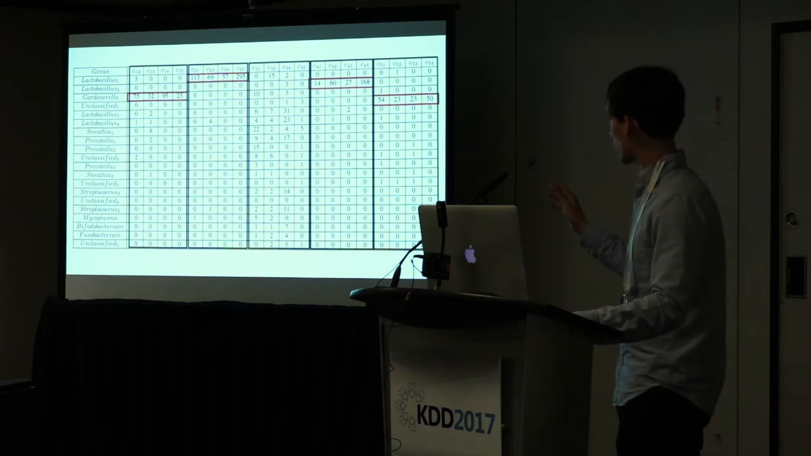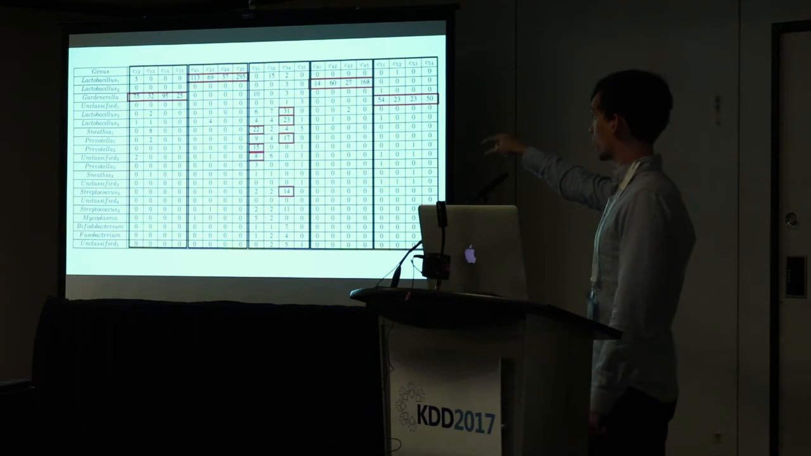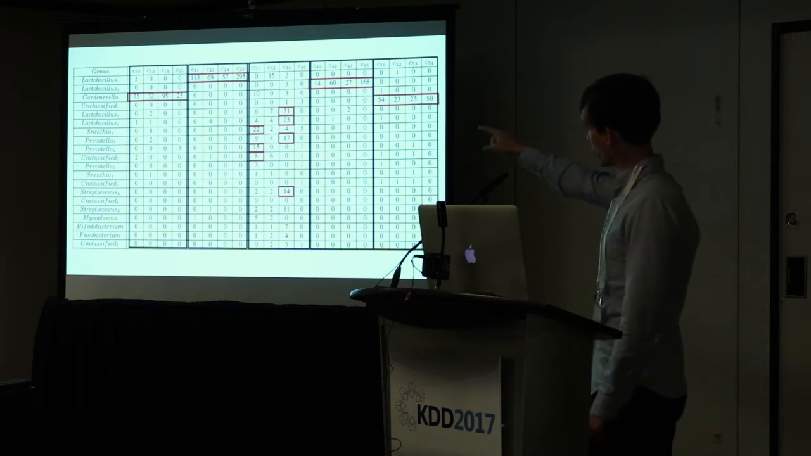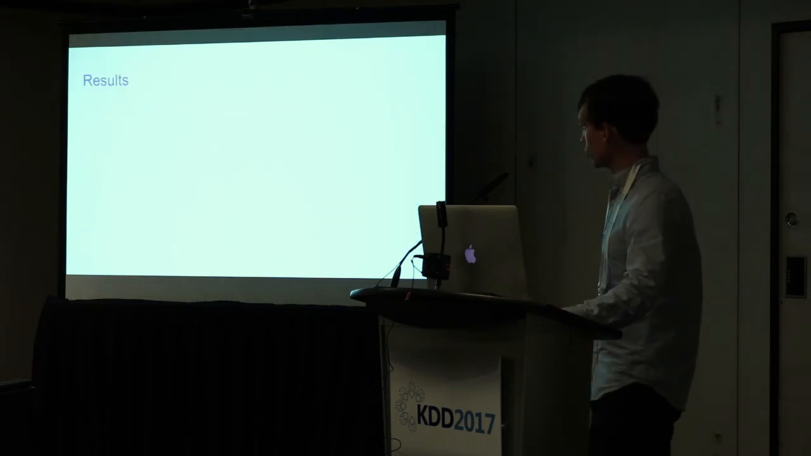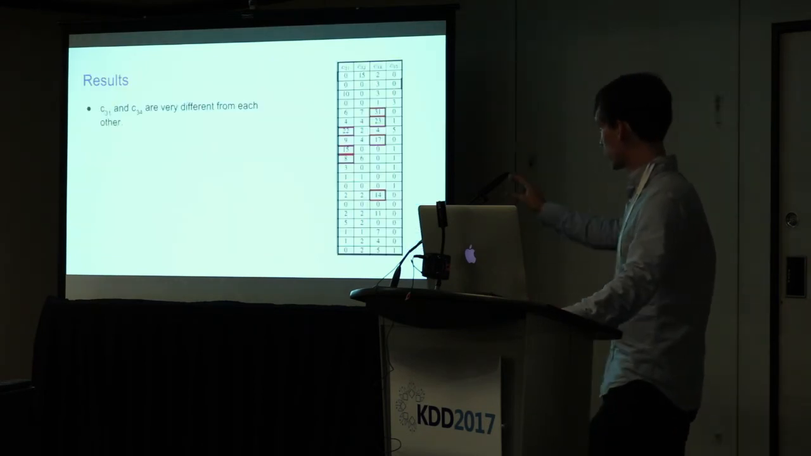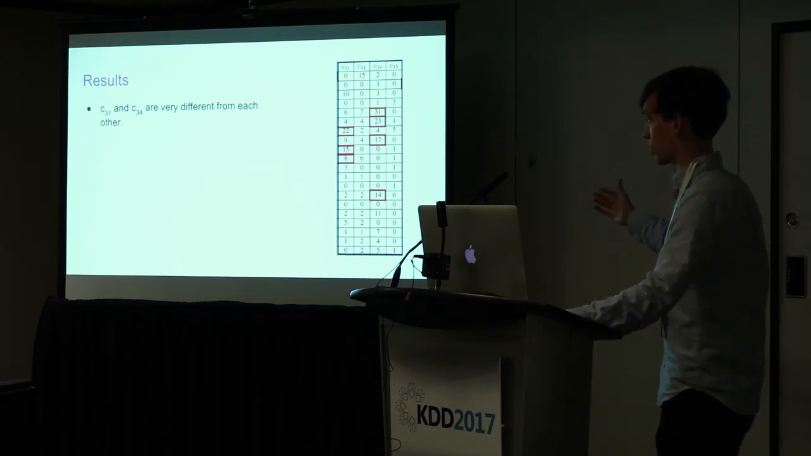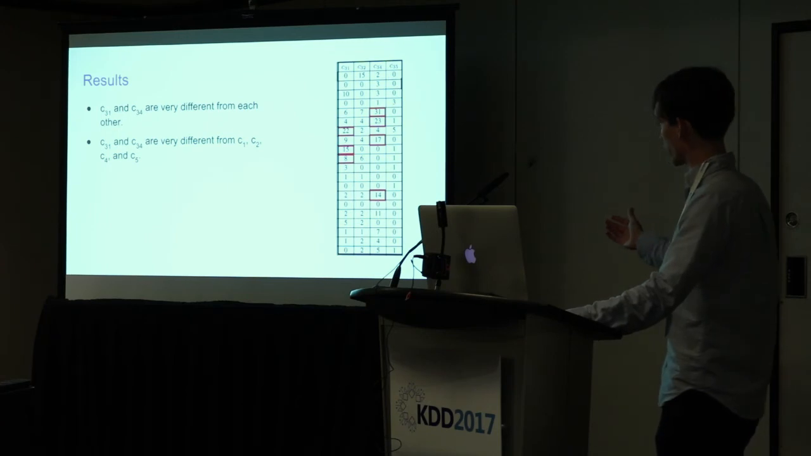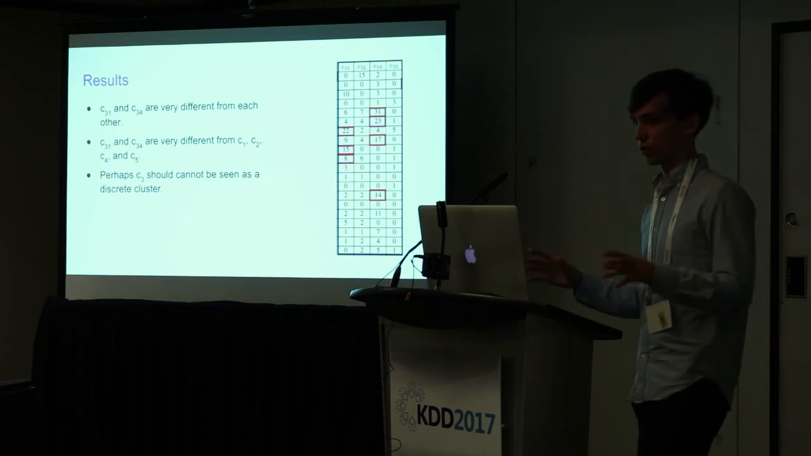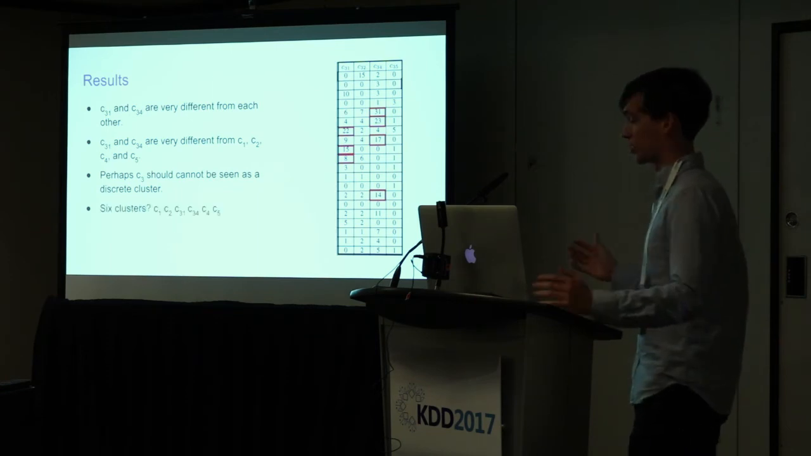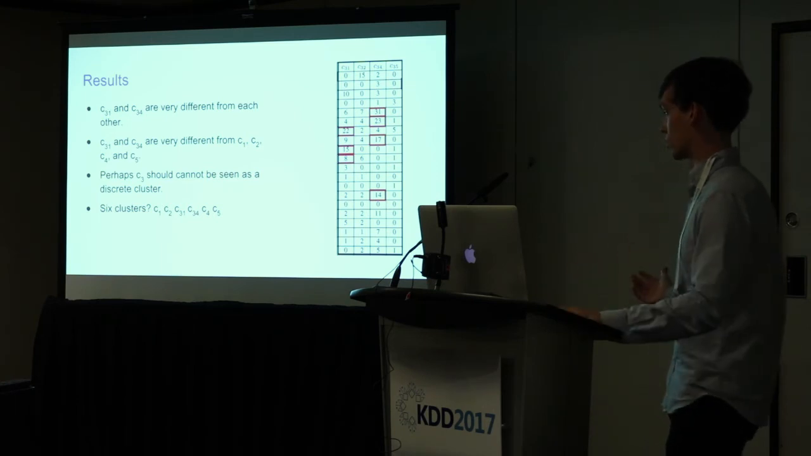But for C3, we noticed that most of the bacteria lay in these subclusters, C3,1 and C3,4. So between clusters 3 and 1 and between clusters 3 and 4. Our results are that C3,1 and C3,4 are very different from each other in terms of how they're made up compositionally. They're also very different from the other clusters. So perhaps C3 should not be seen as a discrete cluster, but maybe as consisting of 2 subclusters. And then perhaps there's really 6 clusters.